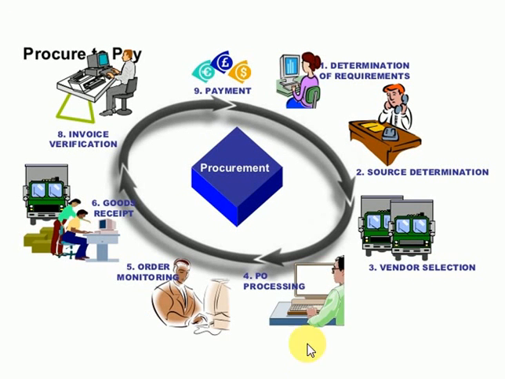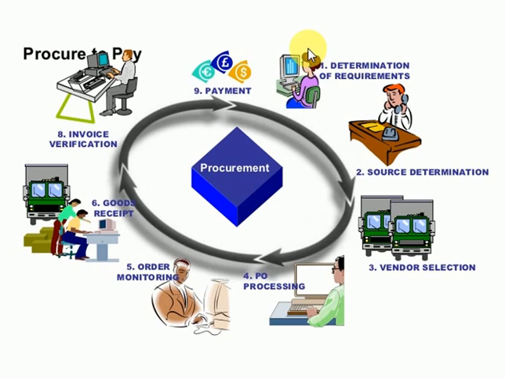Hi guys, in this video I will be explaining the P2P cycle and the basics of accounts payable. P2P is called purchase to pay. It starts with purchasing a product and making a payment for it. There are many steps involved in P2P, so let us start with the first step.